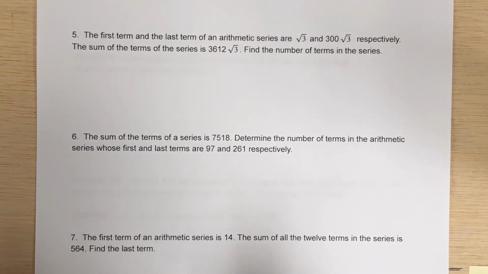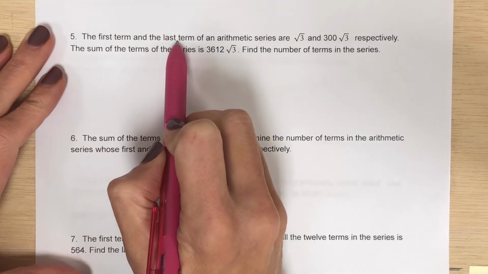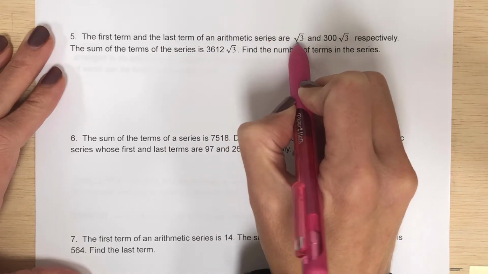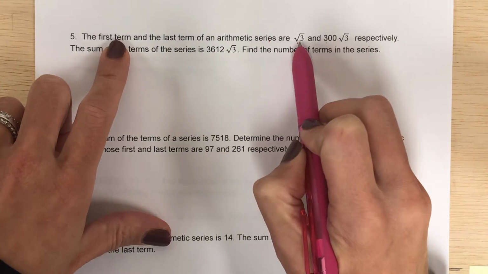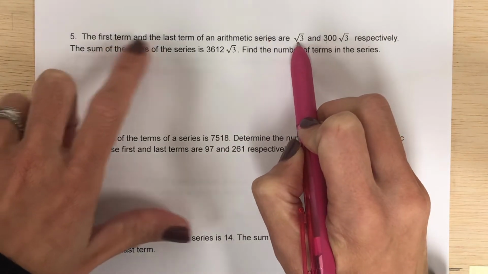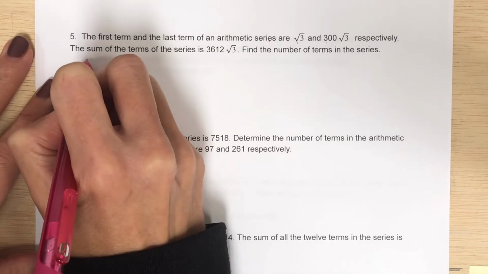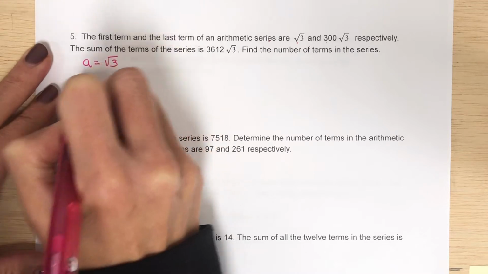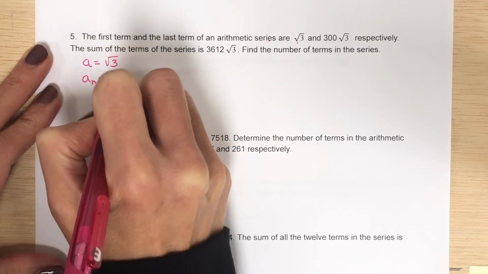All right, with any word problem, I like to identify what I know in it. Let's see, the first term and the last term of an arithmetic series is square root of 3 and 300 square root of 3 respectively. And that just means that it goes in the same order. So the first term is square root of 3 and the last term is that. So I'm going to go ahead and write that down. First term is square root of 3 and last term, I'll write a sub n, is 300 square root of 3.